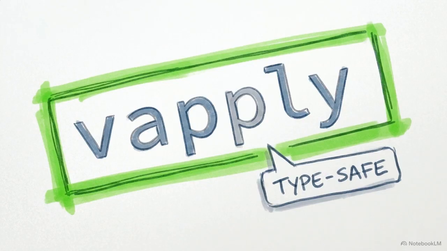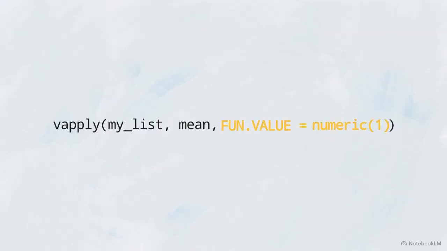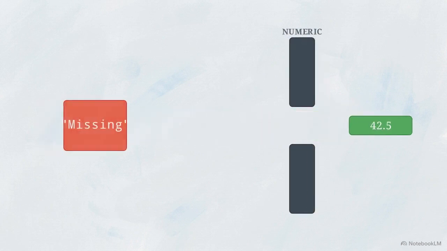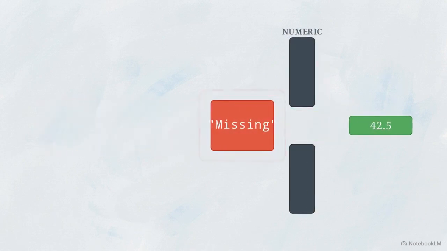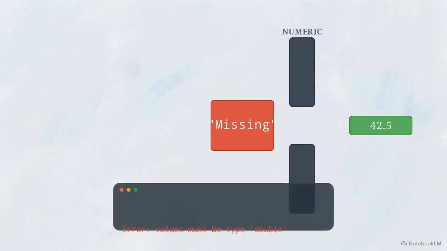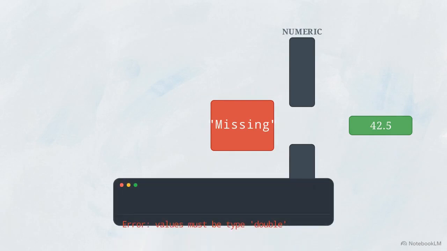To get a flat vector safely, we have to remove the guesswork. We do that using vapply. Vapply requires a third argument, FUN.VALUE. You explicitly declare the output type you expect, like a single numeric value. This acts as a rigid mold. If a text string tries to slip through, vapply forces the script to halt and throw a clear error.